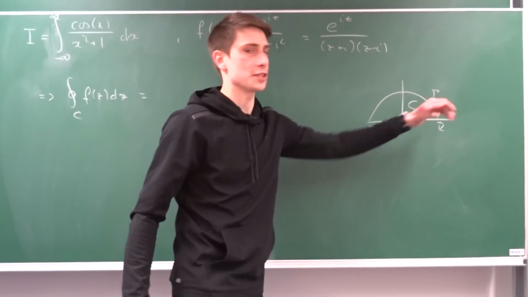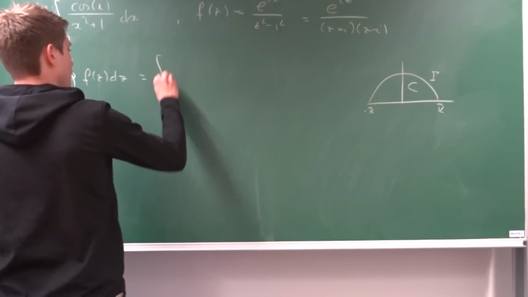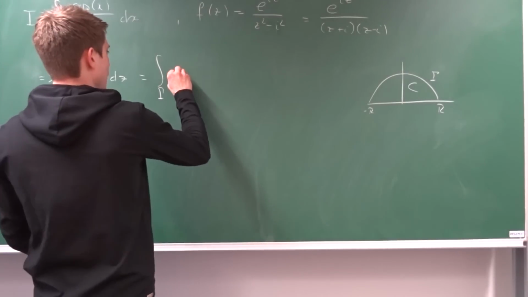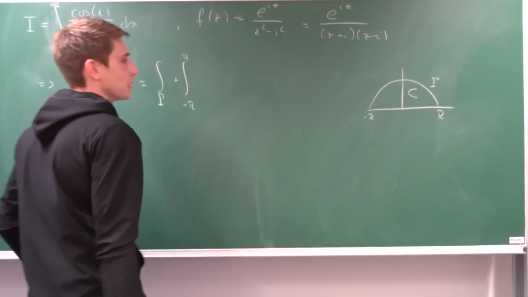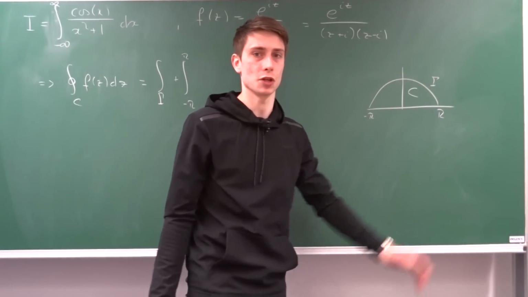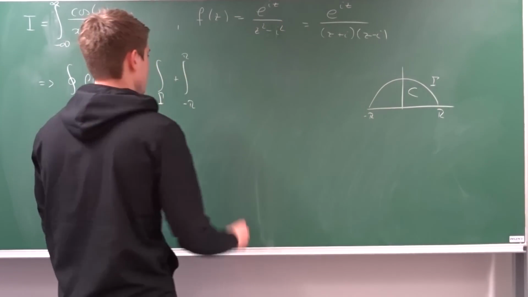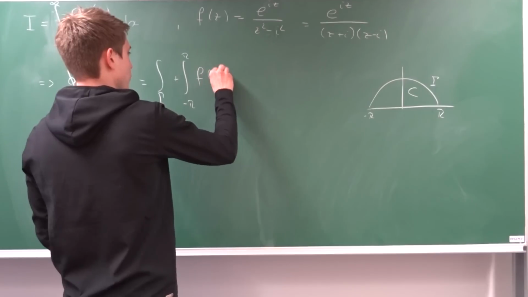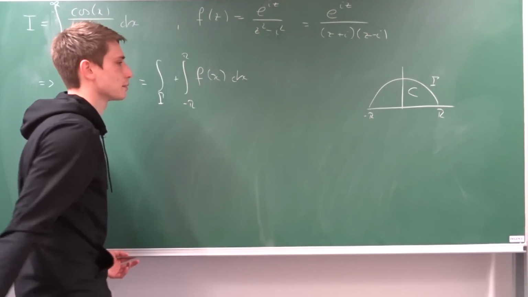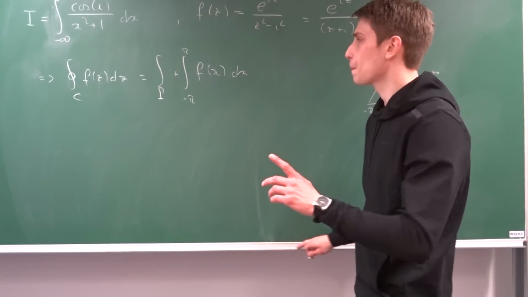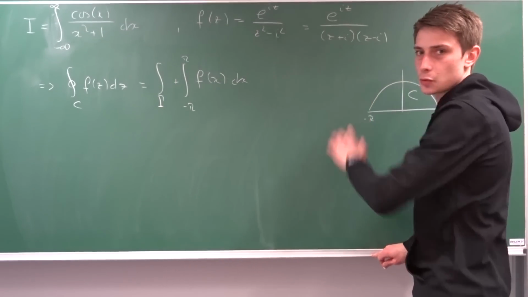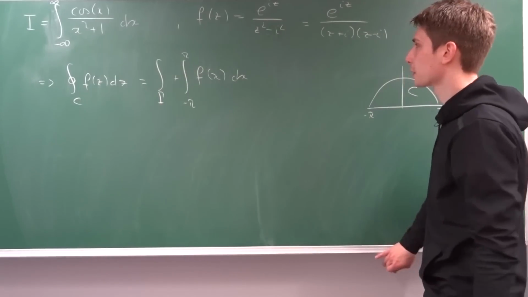But what does it consist of? Well, at first we have this curvy boy gamma. So we have our gamma integral plus this integral from minus r to r. But as you might notice, we are walking across the real axis right here. That means we can also write it as f in terms of x dx. Okay, nice.